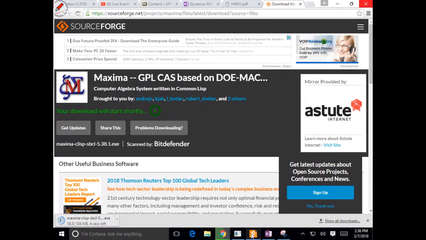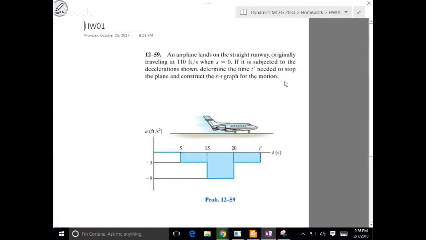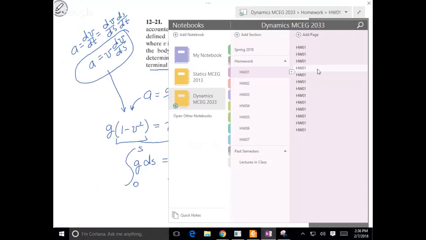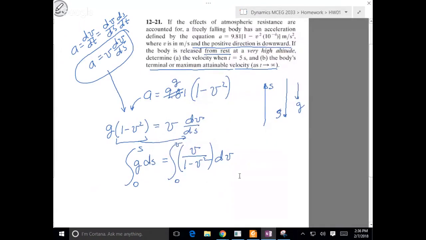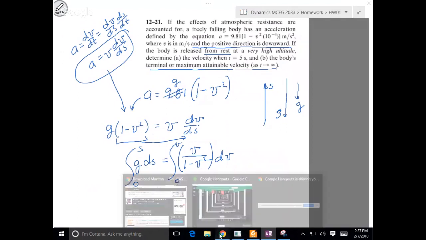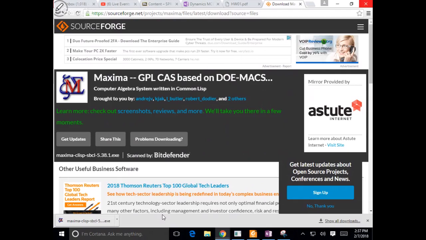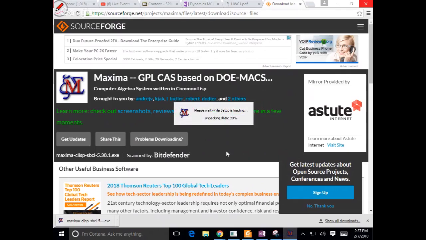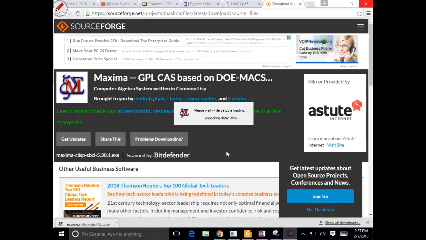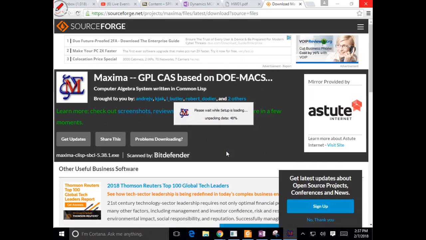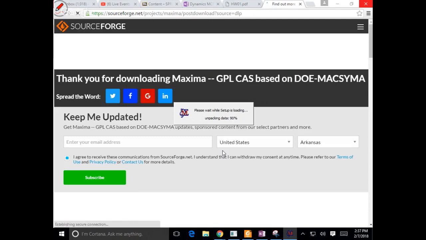So I think the equation is, oh, it's back at the last page. V over 1 minus V squared. Did it download it? Let's run it. V over 1 minus V squared. And it's from 0 to just V, which just doesn't matter. It is what it is.